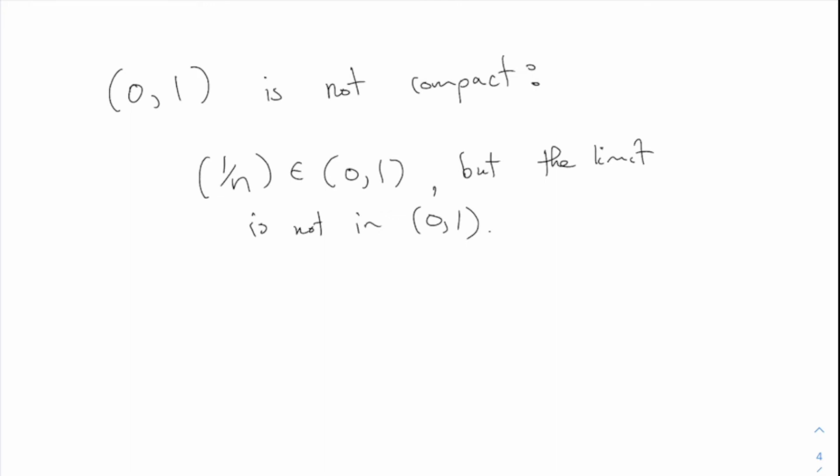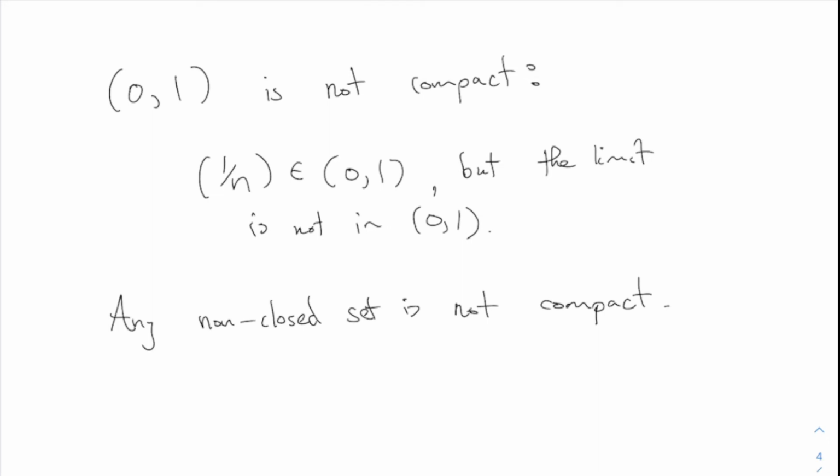In fact, you can always do this. The point is that that's not a closed set, right? If it's not a closed set, it means you can have a sequence of points which are approaching a limit, but the limit is not in there because it's not a closed set. So actually, any non-closed set is not compact.